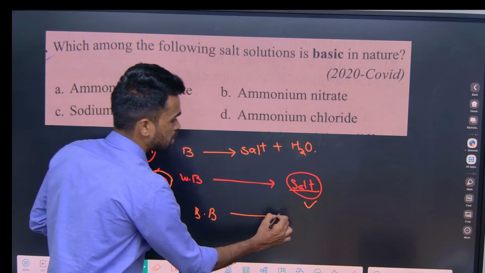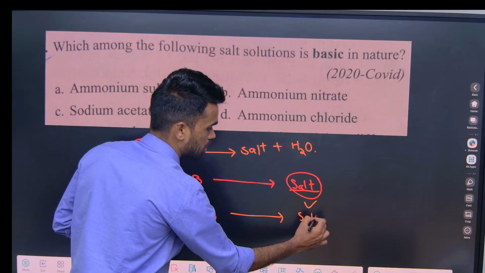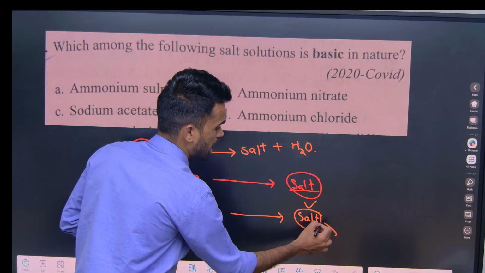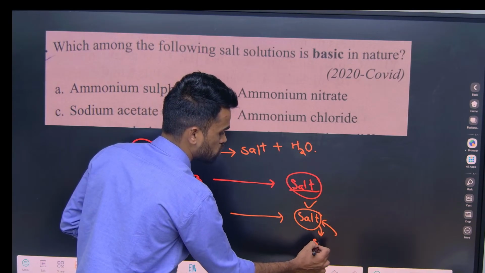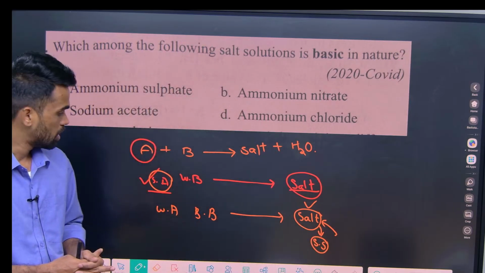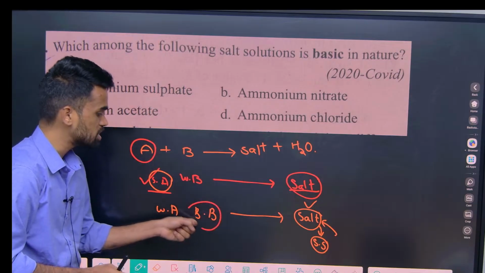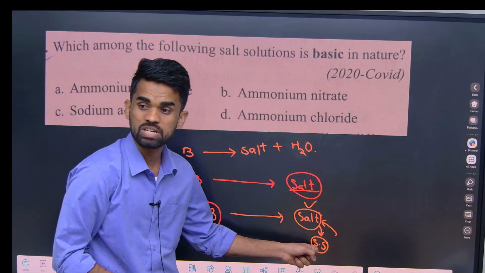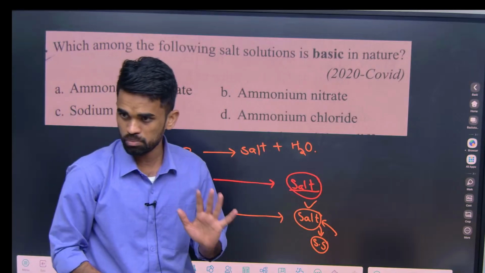Okay, now the salt solution. We are going to get a salt right now. So to this, let us add some water and make it a salt solution. What will be the nature of the salt solution, tell me? Strong base. Which is strong here? The base is strong, so the resultant salt solution will be basic. Okay, I hope you got some clarity.